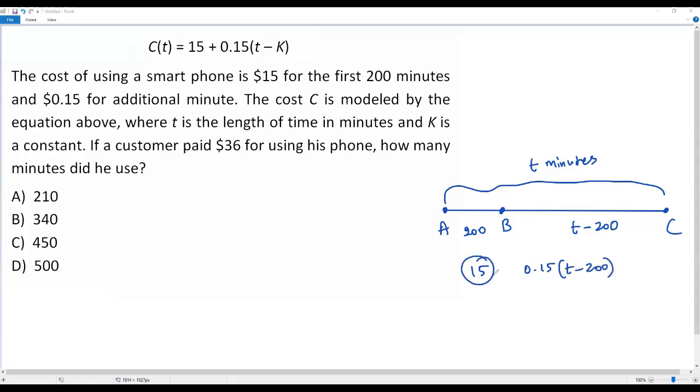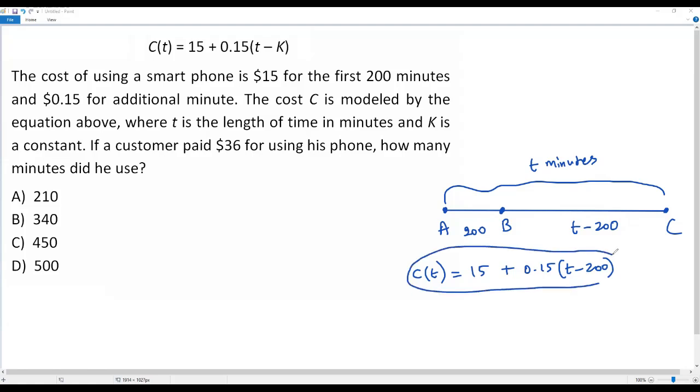So this is the cost for the first 200 minutes and this is the cost for the additional t minus 200 minutes. When we add them, we get the total cost. So the total cost is given by C, that is, we can write C of t over here. Now, let's compare the cost function given in the question and the cost function we got over here. When I compare, I got the value of k. That is, at the place of k, we have 200. Therefore, the value of k is 200. Okay, here we got the value of k.